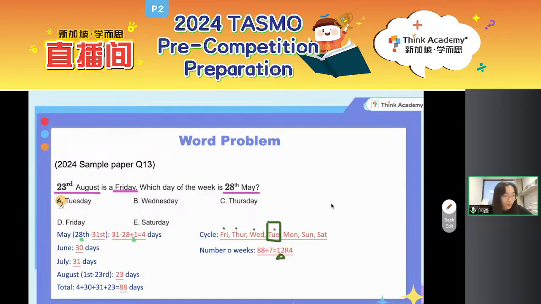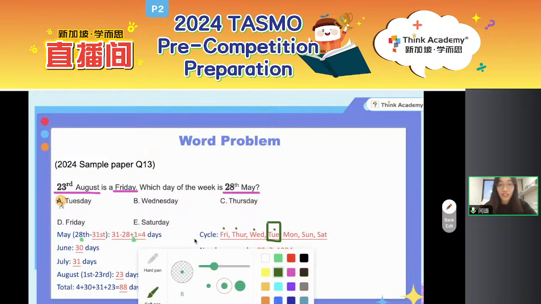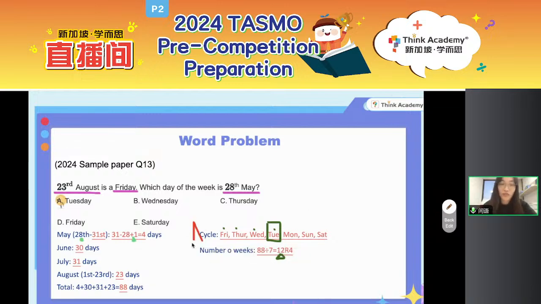A bit hard, right? Yes, calendar problems. The most important thing is you need to figure out the cycle clearly. If you know the earlier date and try to figure out the later one, you make sure that your cycle follows the week. And if you think backwards, your cycle is also backwards.